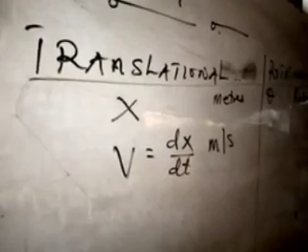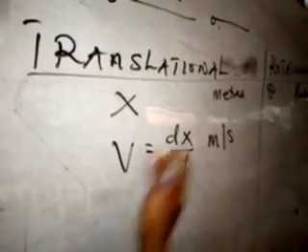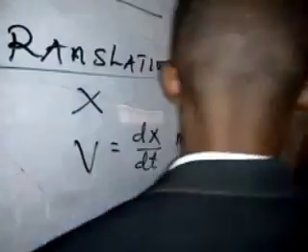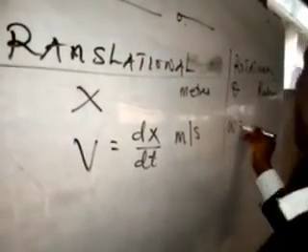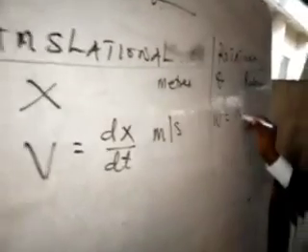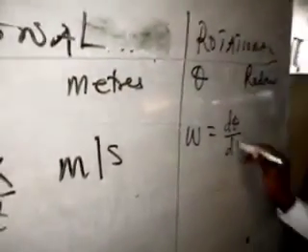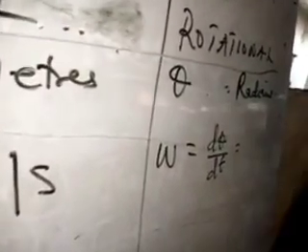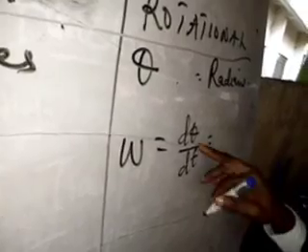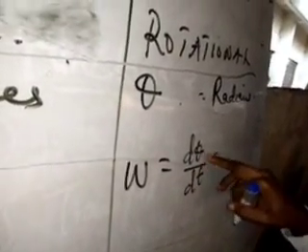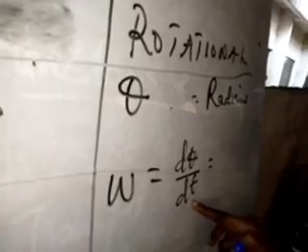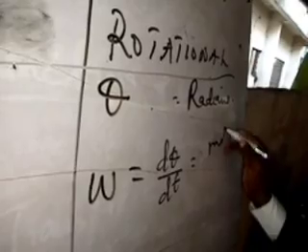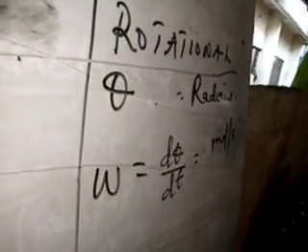So what is the equivalence of velocity in rotational motion? The equivalence of velocity is our angular velocity. And angular velocity in this case will be equal to the rate of change of our angular displacement with respect to time. And the unit of angular velocity is given as, because this d theta itself is measured in radians and time is in seconds, this now becomes radians per second.